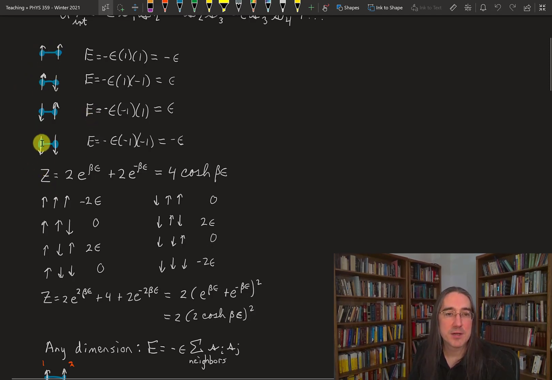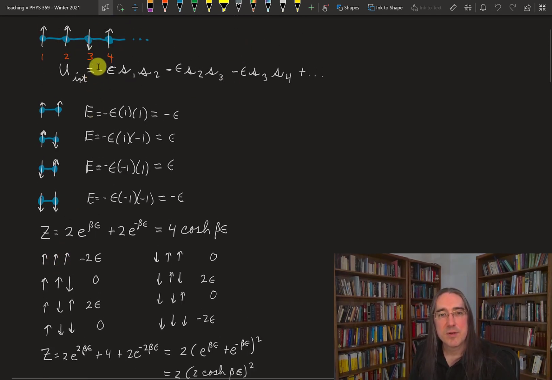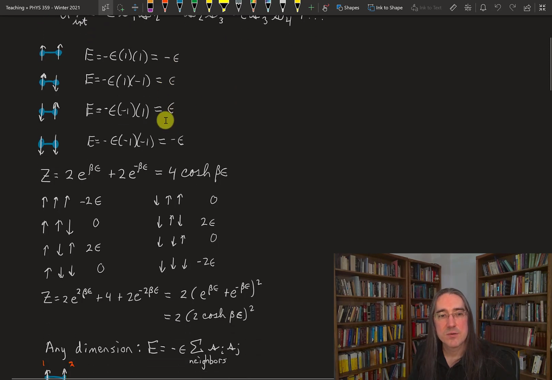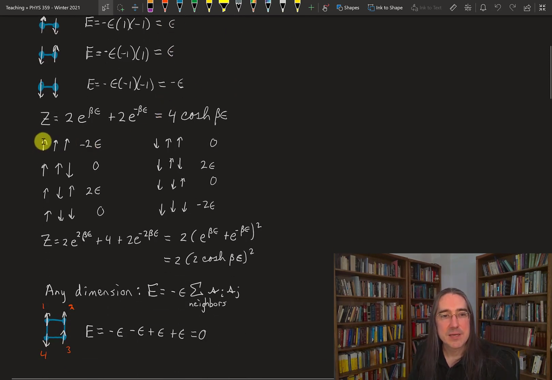If we have a 3-element chain, I'm not going to draw all the little dots and lines and so forth, but we can just represent this in terms of the spin configuration, right? All the spins up. We've got 2 terms now in our interaction potential. So we've got minus epsilon times 1 times 1. That gives us a minus epsilon. Plus minus epsilon times 1 times 1 gives us another minus epsilon. So we've got minus 2 epsilon.